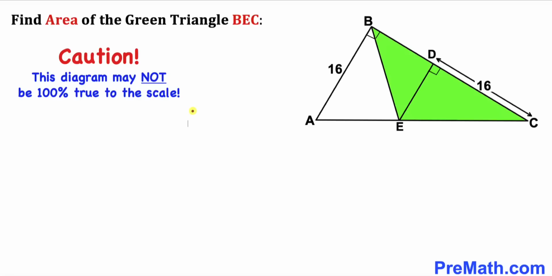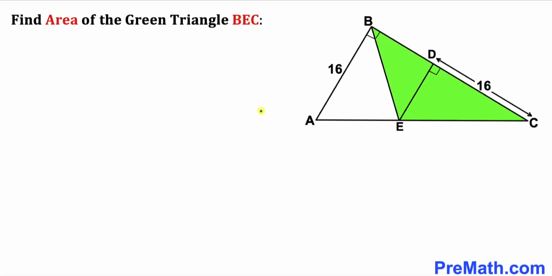Let me make it very clear that this figure may not be 100% true to the scale. Let's go ahead and get started with the solution, and here's the very first step we are going to do. Let's suppose that this side length BD is lowercase a, and this side length DE is lowercase b.